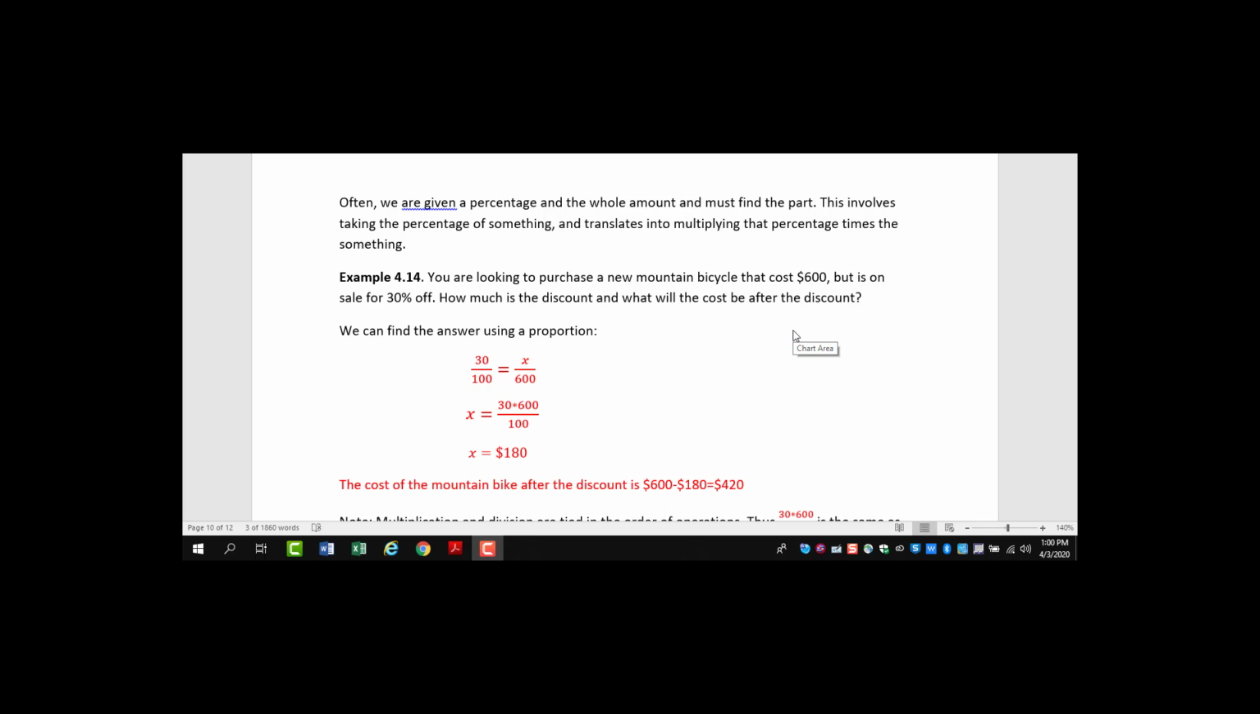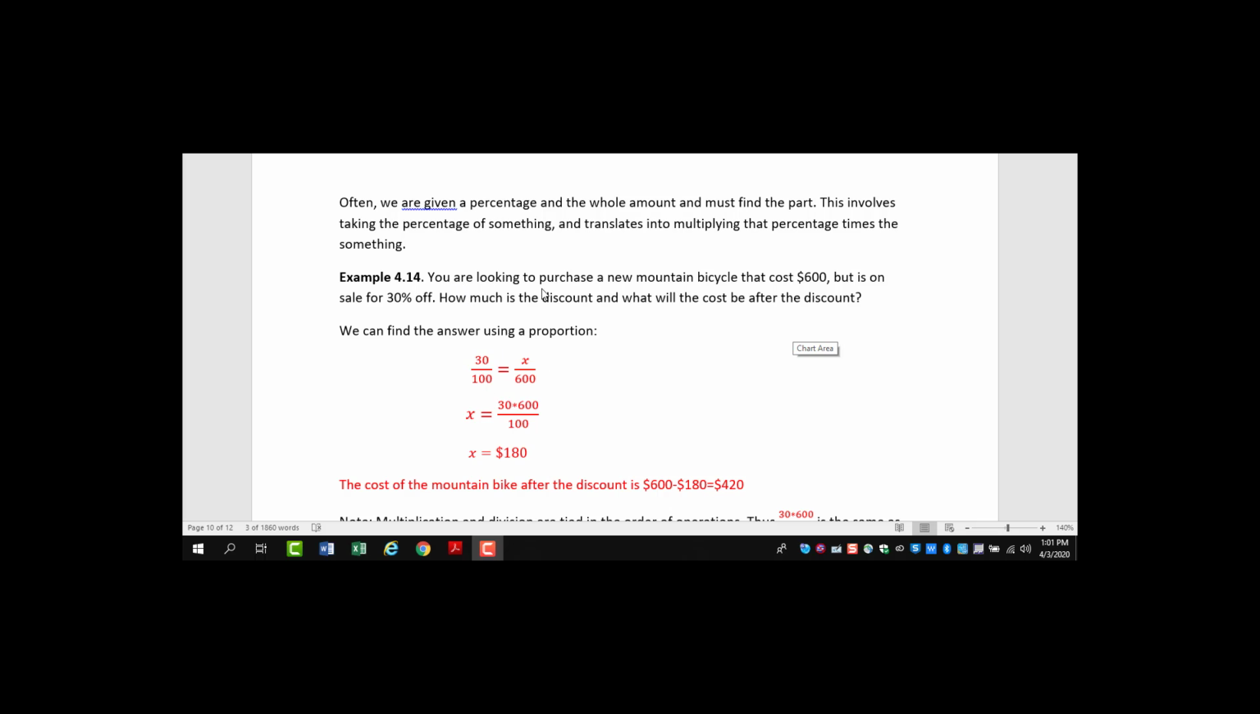Okay, so this should be the last one here. 4.3, it says often we're given a percentage and the whole amount and must find the part. This involved taking the percentage of something and translating into multiplication, that percentage times something. Okay, so this one, actually we could do it this way. This one we're going to find the answer using a proportion.